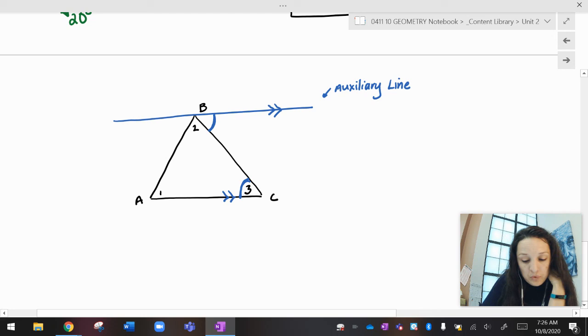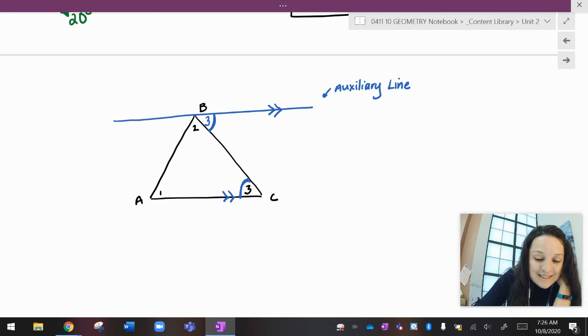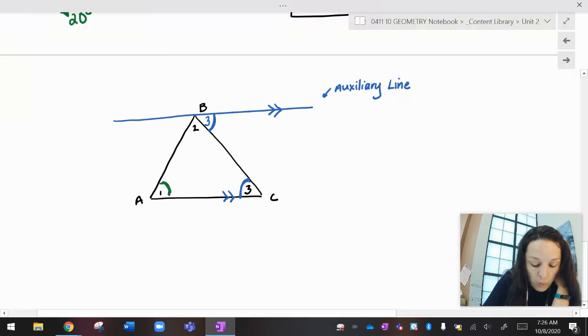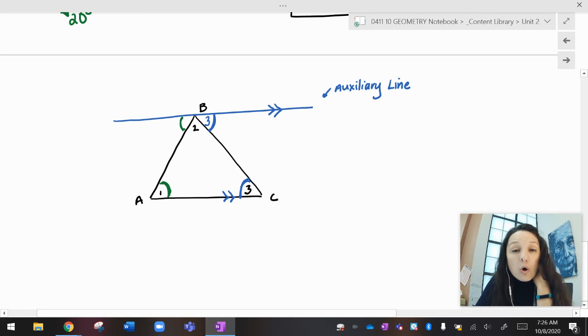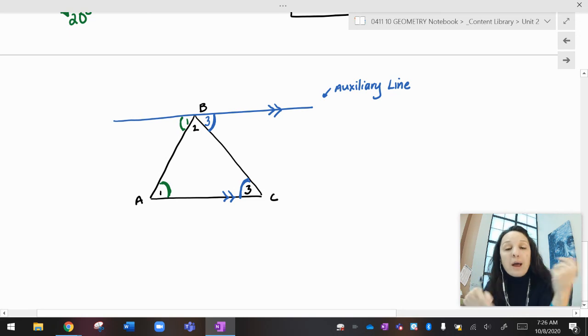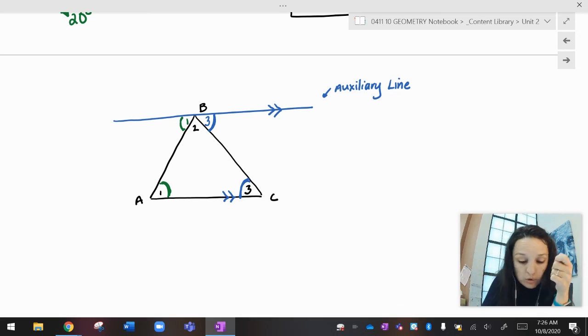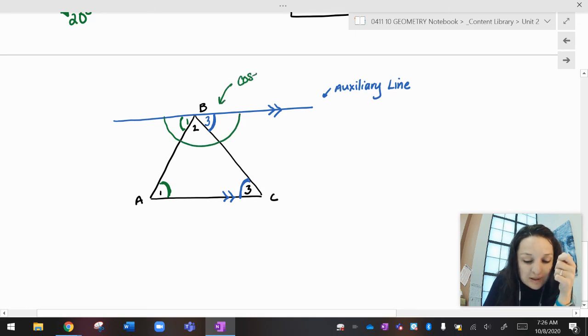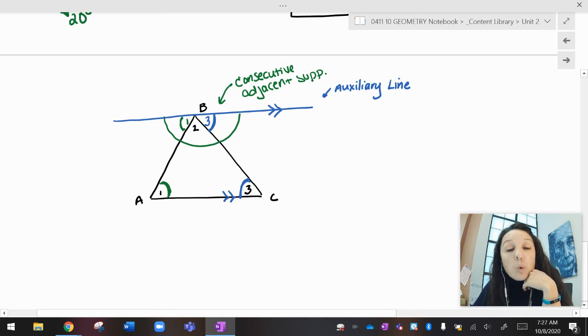And the reason that's helpful is because now angle 3 and this thing up here are alternate interiors. So the 3 that's there can be transposed up top. The same with angle 1 over here. Angle 1 and this thing are alternate interiors. So I can bring that up top. And now you have what I did on my desk where I ripped the corners. 1, 2, and 3 all form a line, and those are consecutive adjacent supplements. So 1, 2, and 3 add up to 180.